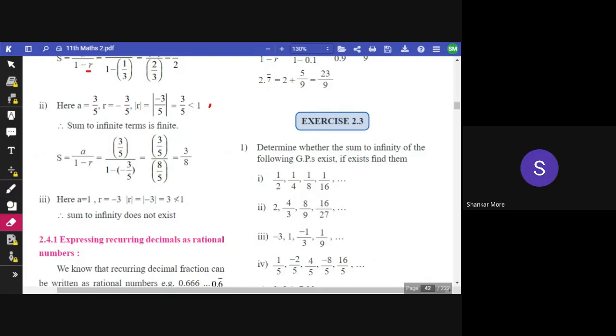Please give your response. Arya, Suraj, Samir. Okay, Sankalp has given the response that he has understood. Okay, Samir has also understood. Okay, others, Suraj, Arya. Okay.